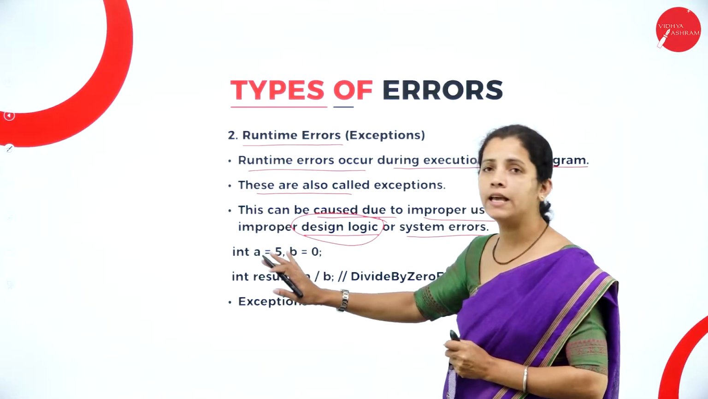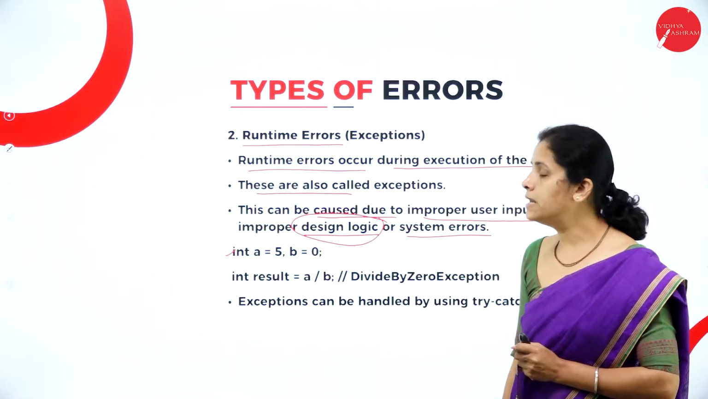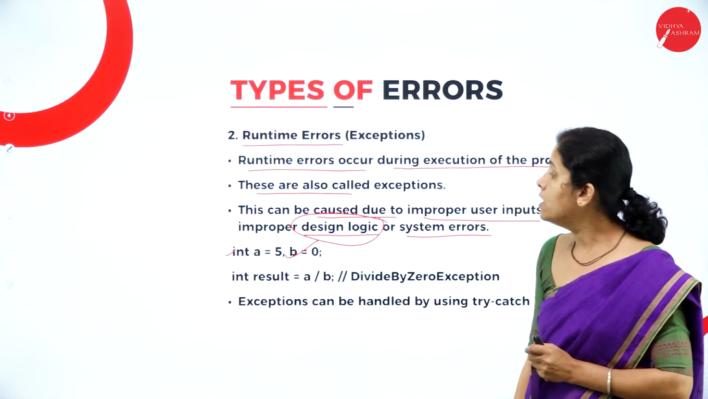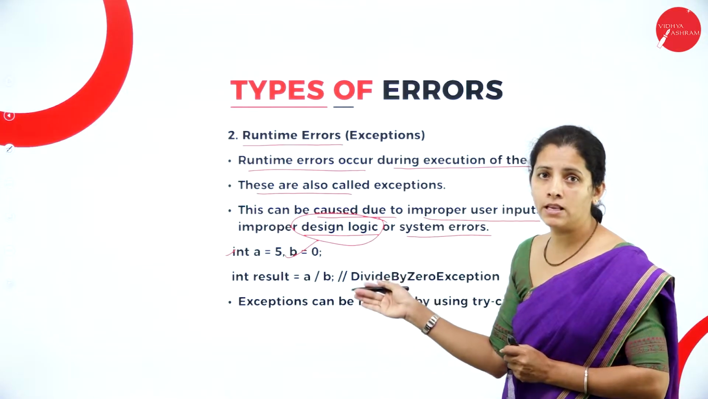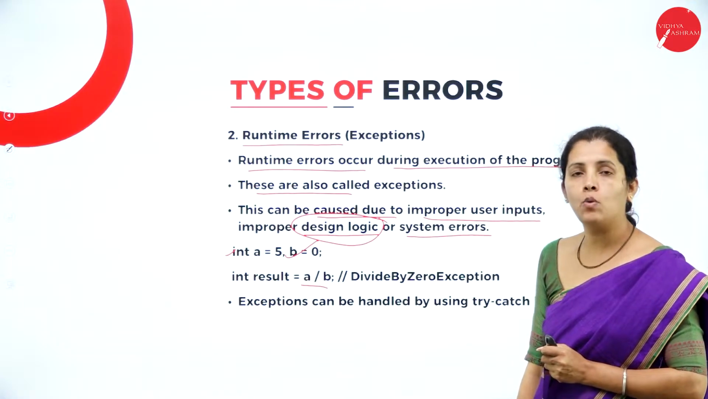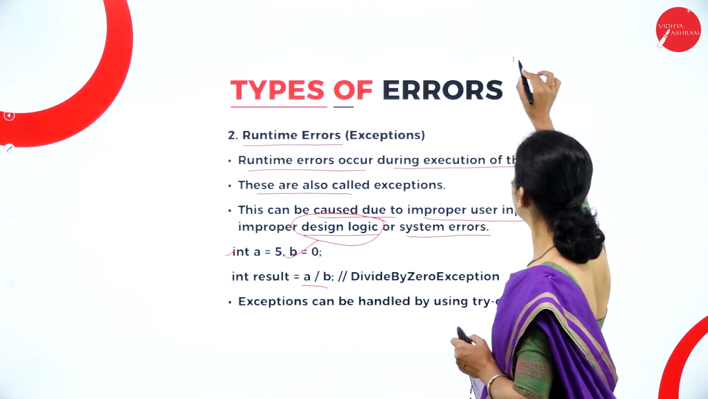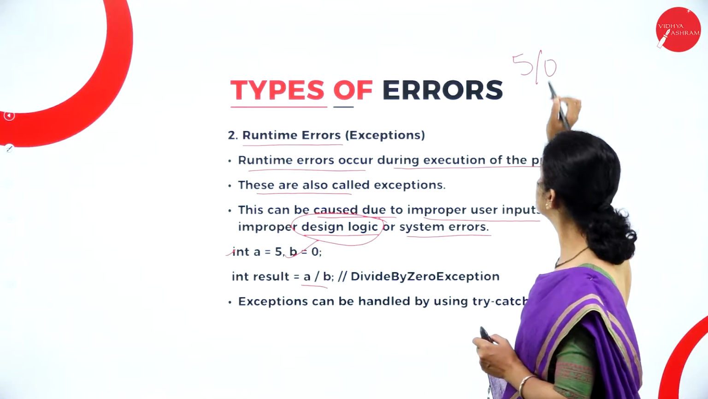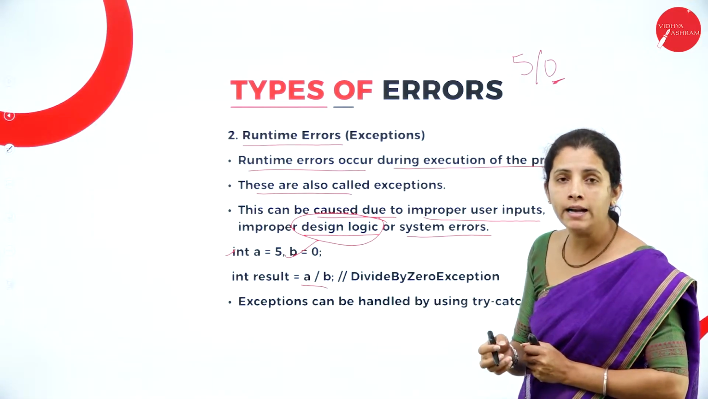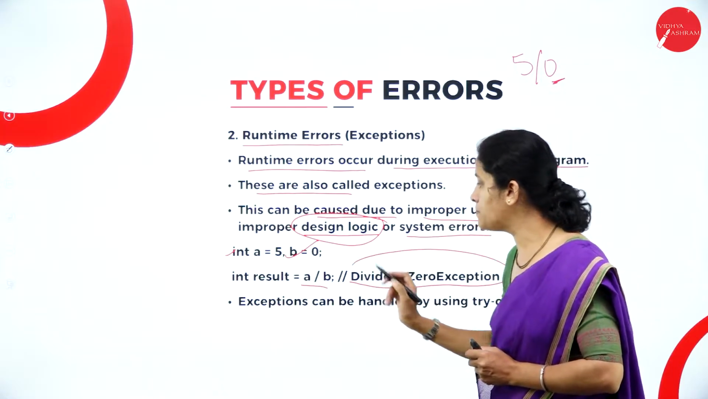Now if I consider this example, see here, I have the integer data type and variable a holds 5 and variable b holds 0, and when I try to divide 5 by 0, then what's going to happen? I'm going to get an error message. And what kind of error message? That is divide by 0, because I cannot divide 5 by 0. So it is a divide by 0 exception.